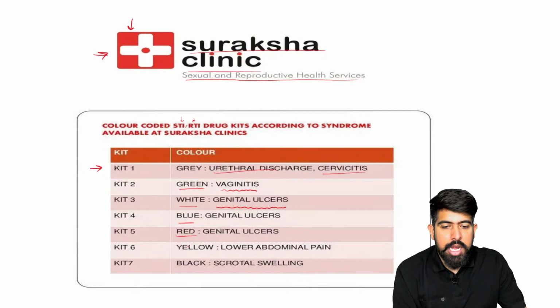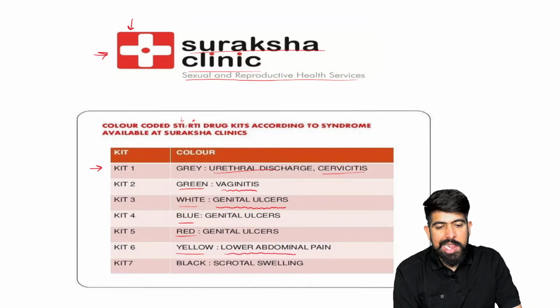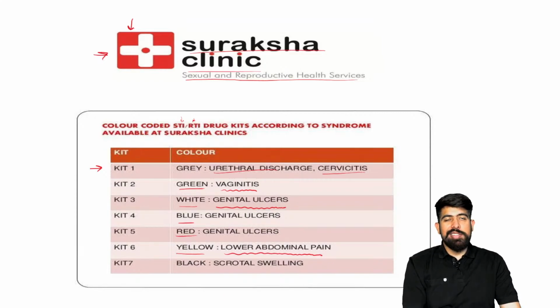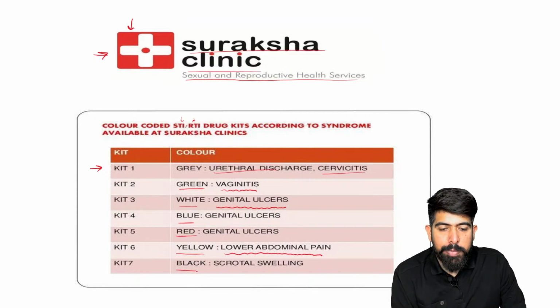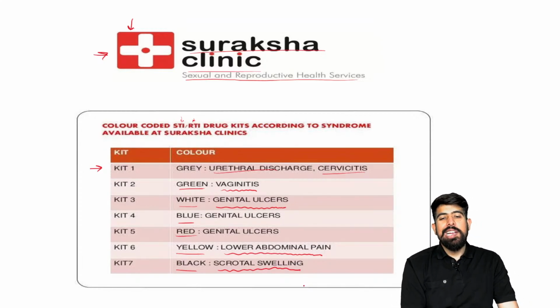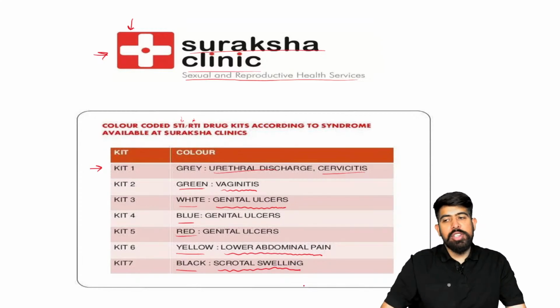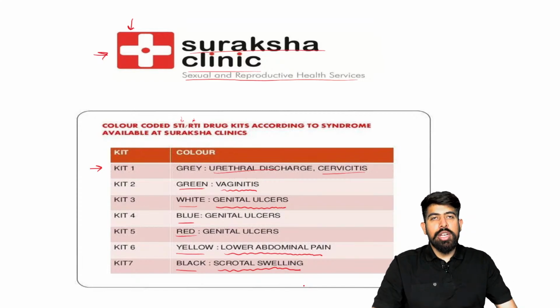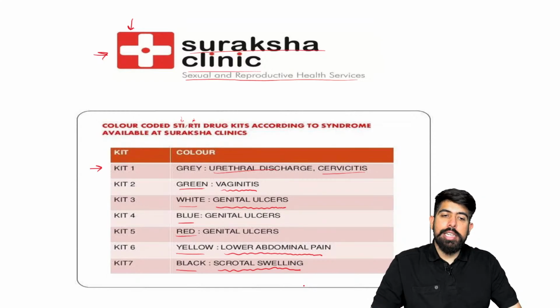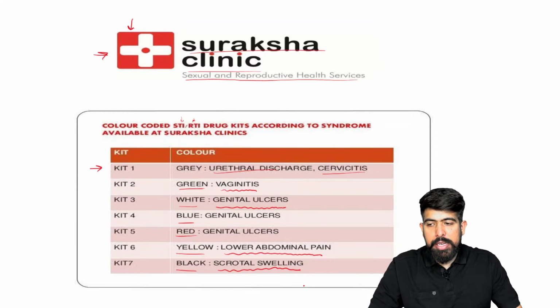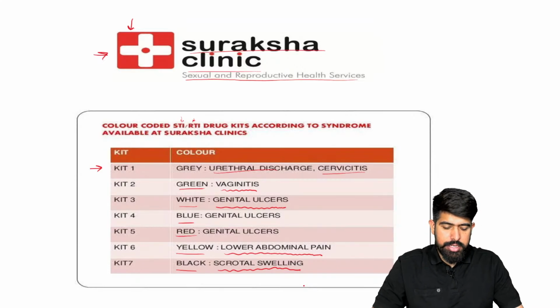Herpes genital ulcers. The yellow kit is for when the patient has lower abdominal pain, and the last one, the black kit, is for when the patient has scrotal swelling. So these special kits are available in your Suraksha Clinic, and the patient gets them from there. This comes under the sexual and reproductive health services.